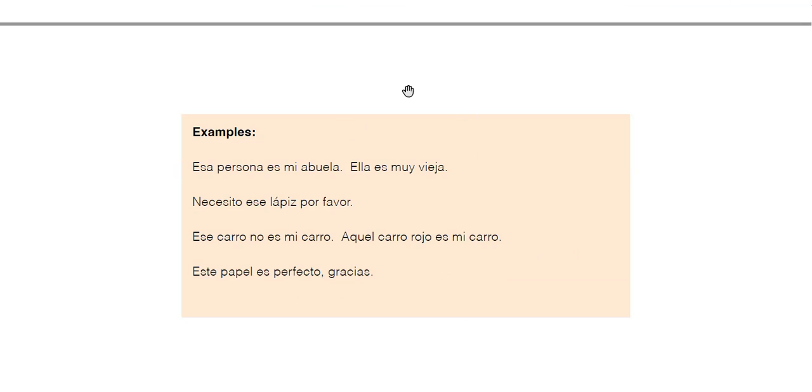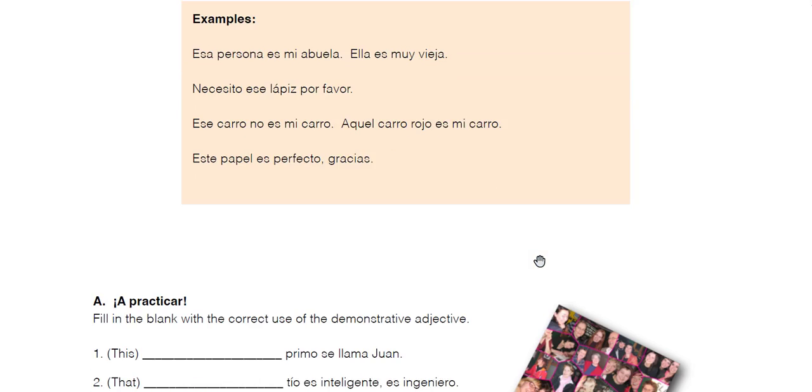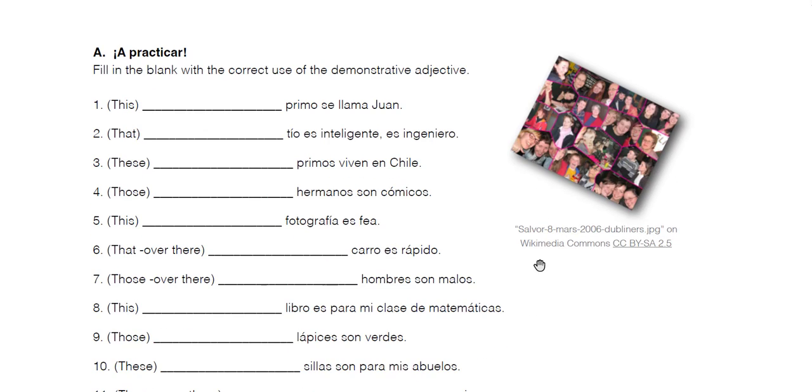Some other examples are worth looking at here, and some activities for homework. Let's do one or two of these. How would I say this primo, this cousin, se llama Juan? So this cousin is named Juan. How would I say this cousin?